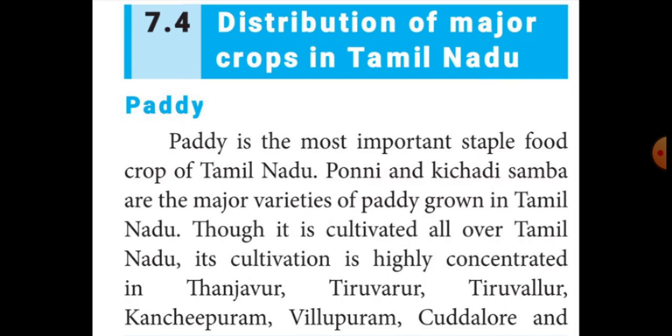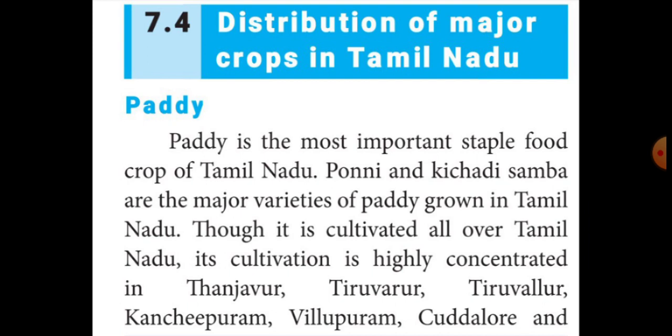Today I am going to explain the distribution of major crops in Tamil Nadu. In Tamil Nadu, many crops are cultivated. For example, paddy, millets, pulses, oilseeds, sugarcane, cotton, and plantation crops like tea, coffee, rubber, cardamom. Likewise, many crops are cultivated in Tamil Nadu.